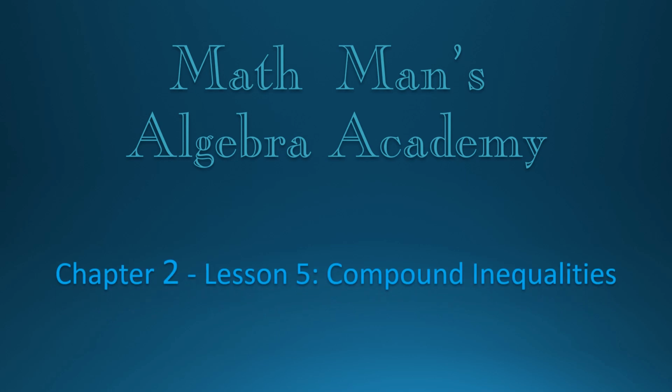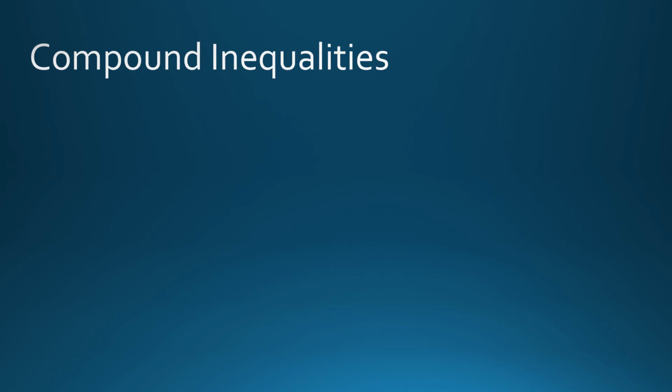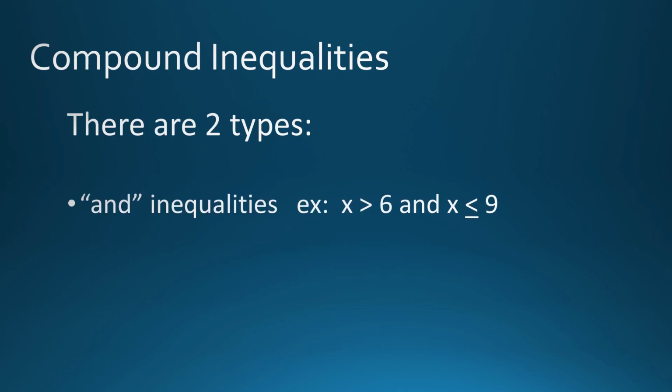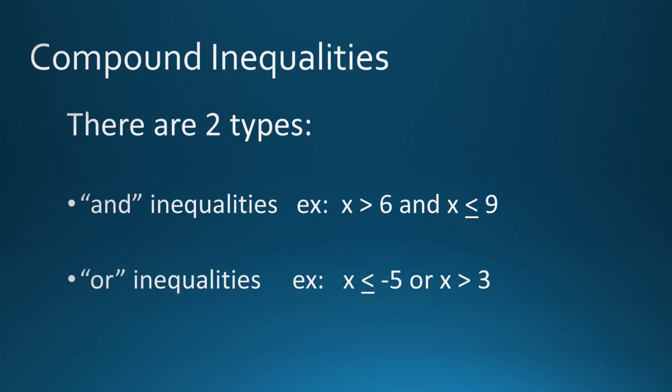This one is Chapter 2, Lesson 5, Compound Inequalities. So compound inequalities come in two types. First, you have your AND inequalities. For example, x is greater than 6 and x is less than or equal to 9. You also have OR inequalities. For example, x is less than or equal to -5 or greater than 3.